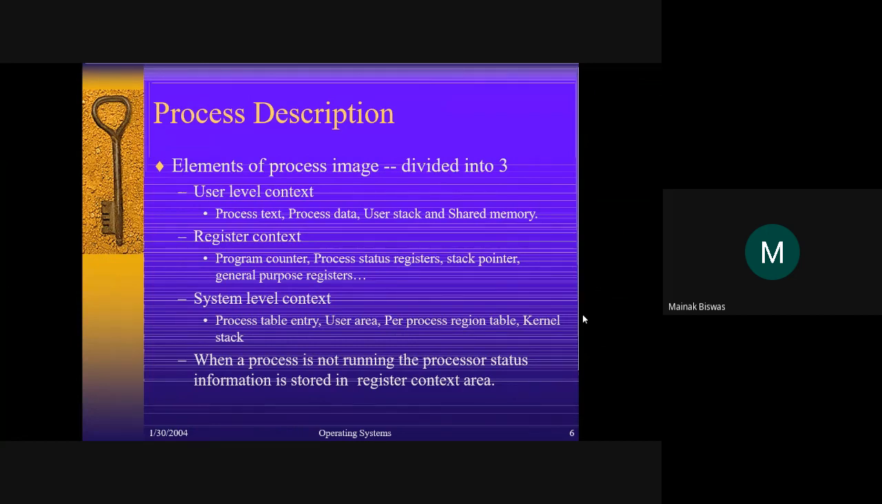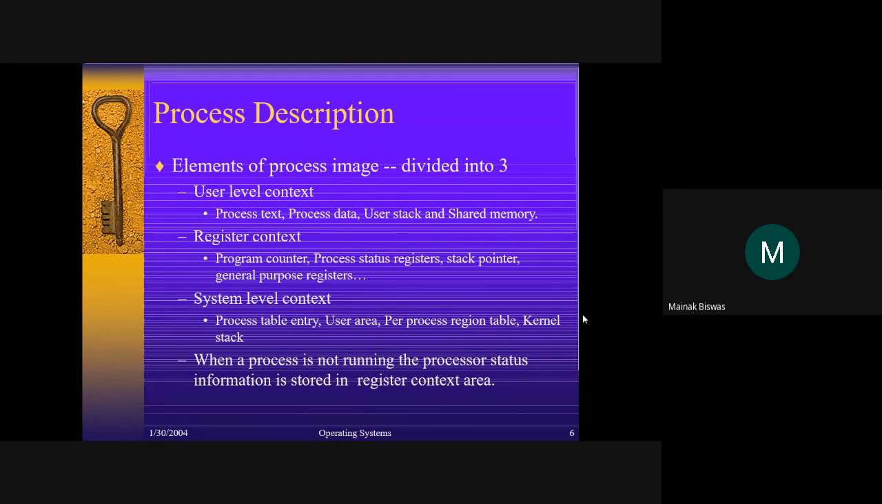Then there is the system level context. মানে operating system where does the process lie? It might be about the process table entry, which entry it is, what is the user area, what is the per process region table, what is the kernel stack. মানে all those clerical level data is stored in the system level context.